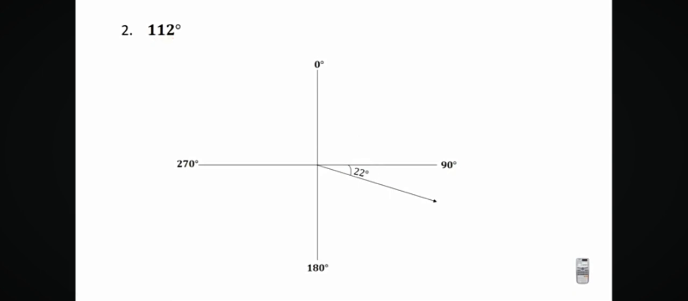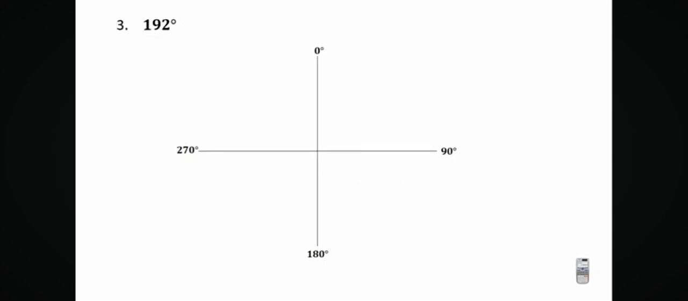So we add 22 degrees to 90 degrees. You remember how we got the 22 degrees. 112 degrees minus 90 degrees will give us 22 degrees, which means that we have to add this 22 degrees to 90 degrees in order to get the 112 degrees. So we have been able to represent this angle on the diagram.